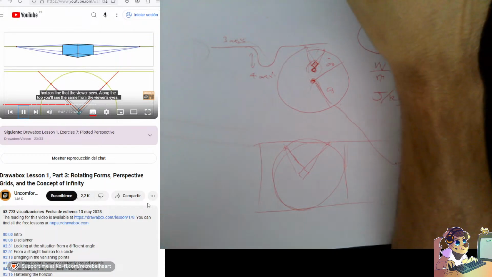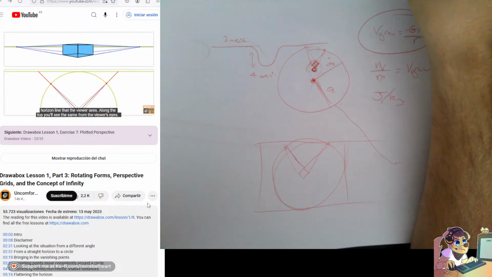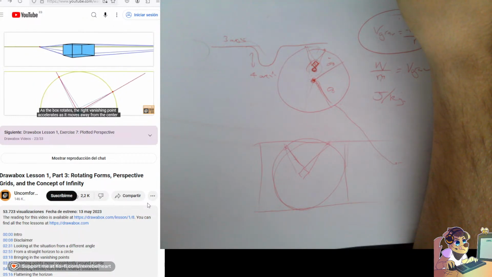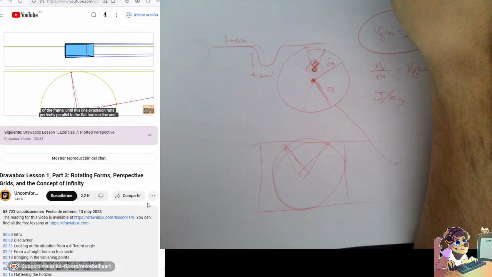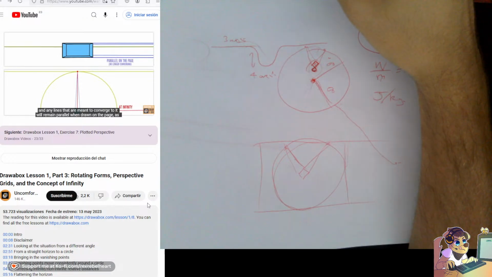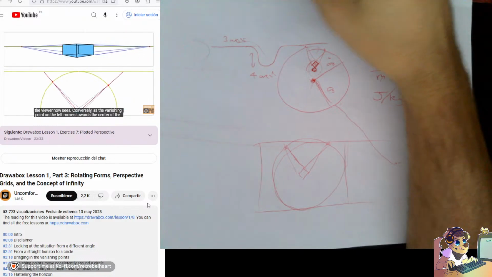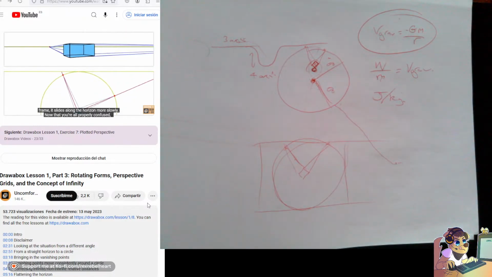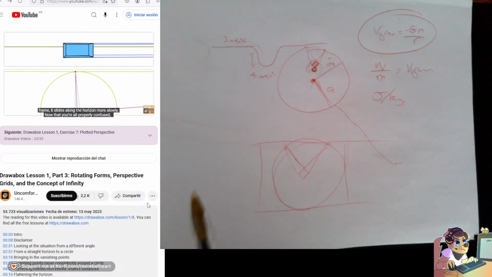Along the top, you'll see the same from the viewer's eyes. As the box rotates, the right vanishing point accelerates as it moves away from the center of the frame, until this line extension runs perfectly parallel to the flat horizon line and perpendicular to the viewer's angle of sight. We consider this vanishing point to be at infinity, and any lines that are meant to converge to it will remain parallel when drawn on the page, as the viewer now sees. Conversely, as the vanishing point on the left moves towards the center of the frame, it slides along the horizon more slowly.